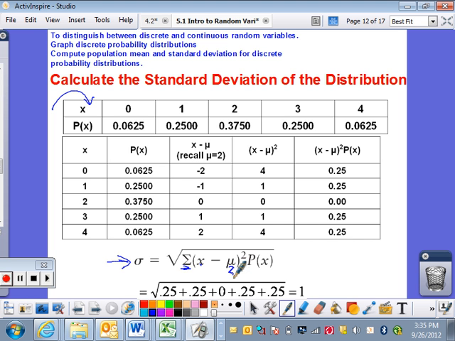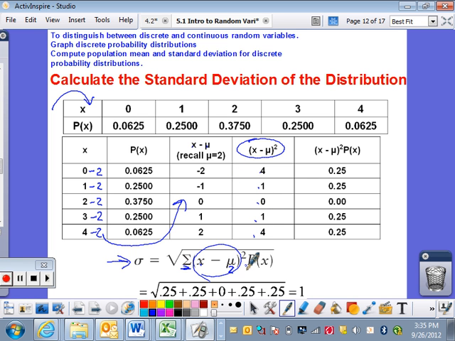So every x value, 0 minus 2, 1 minus 2, 2 minus 2, 3 minus 2, 4 minus 2, that's in this column. Each x value, subtract your mean, and then we need to square that number. That's what's happening in this column right here. Negative 2 squared is 4, and 1 and 0, 1, 4, and so on.